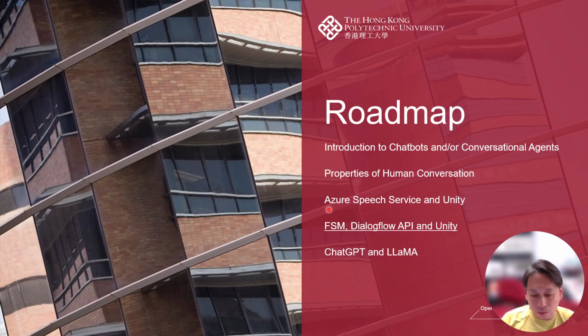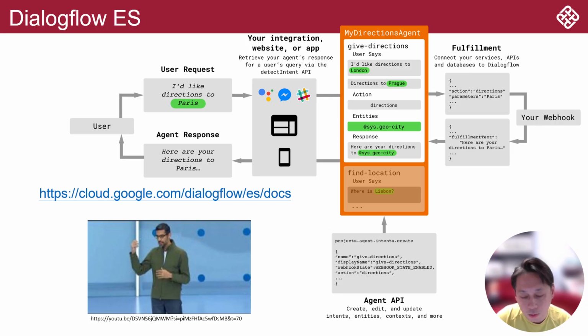So besides the Microsoft solution, perhaps you love Google. So you have another Google solution we call Dialogflow. Dialogflow is really special because it is based on one data structure. We call it finite state machine, FSM. So around 3 to 4 years ago, Google delivered Dialogflow. Okay, Dialogflow.